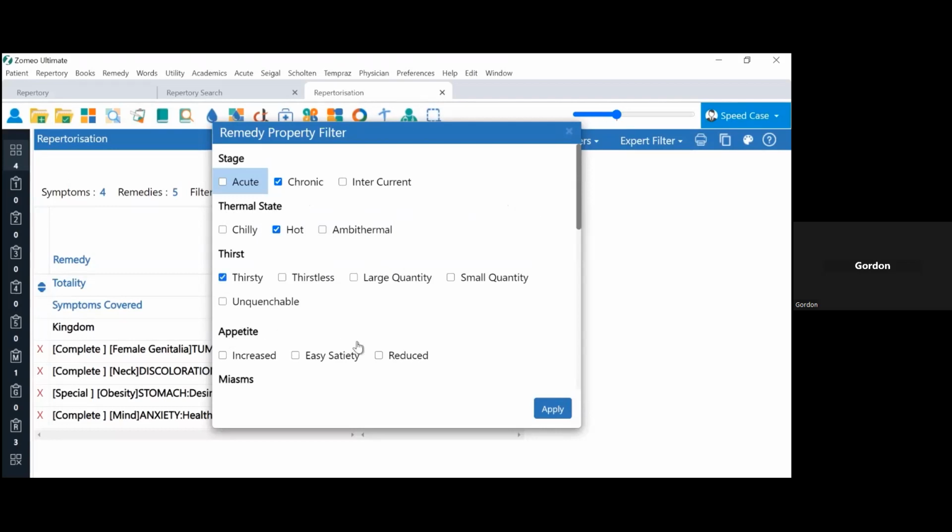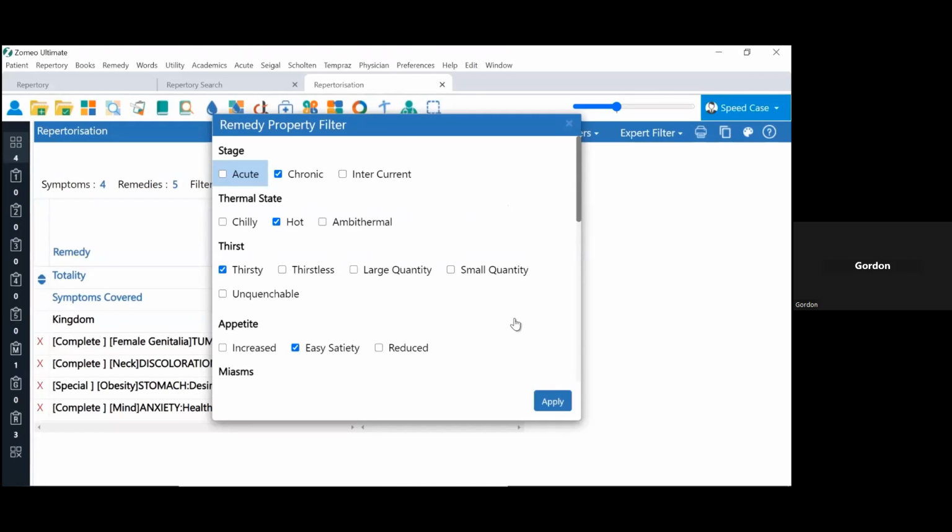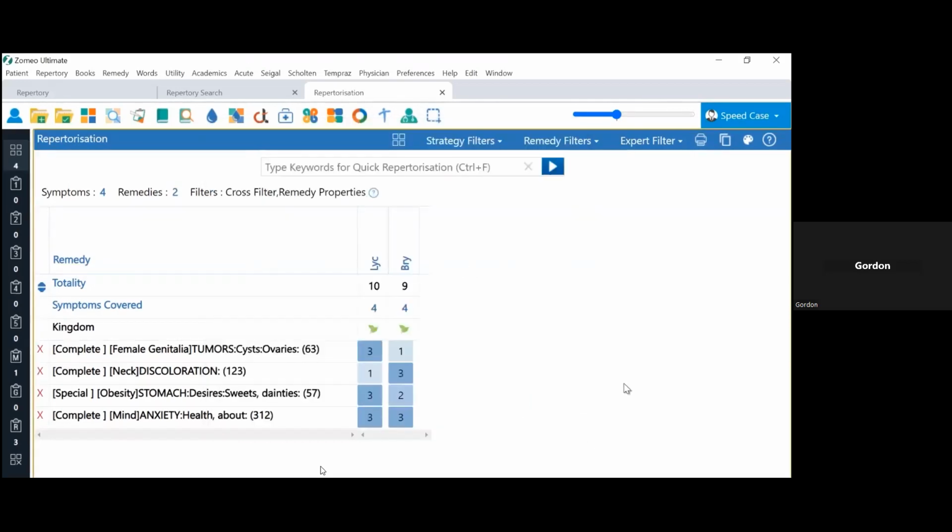And although her appetite is good, she feels full very fast. So I'll be selecting easy satiety. So now if you can see, I have selected 4 properties. Okay, and now I click on apply. And now, as you can see, out of 400 remedies, we now have a very definitive result of just 2 remedies. Now, all I need to do is select which remedy among these 2 is perfect.